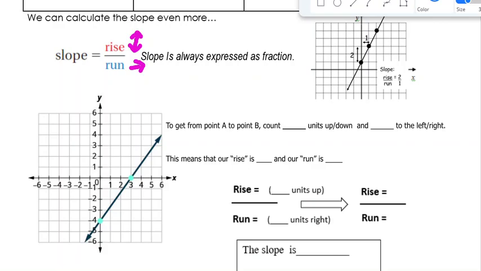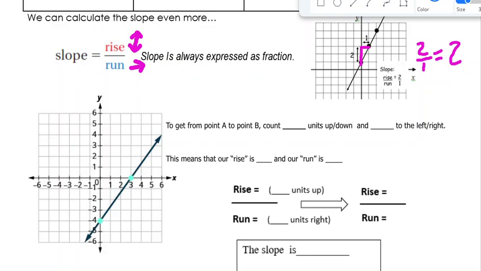In this example, we have 2 points. We can see that we had to go up 2 lines, 1, 2, and we had to go over 1 line. So my slope is 2 over 1. Or we could simplify that, because a fraction bar means divide. 2 divided by 1 is 2. So my slope here is 2. All right, here's another example down here.